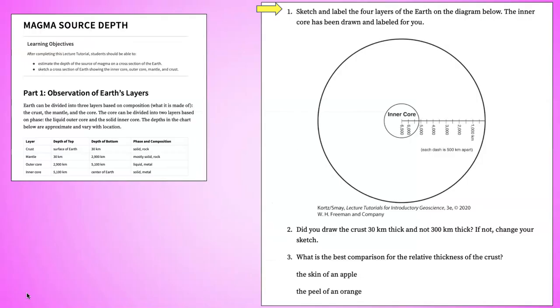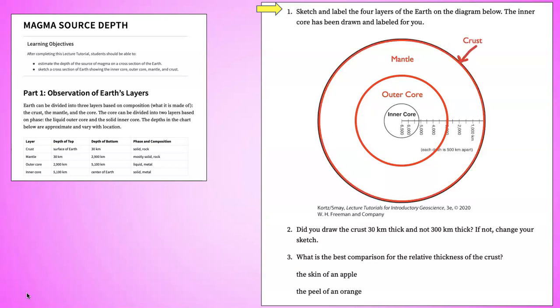That same part of the page is on the left now, and on the right we have the lower part of the page. First question is sketch and label the 4 layers of the Earth. And the inner core has been done for you. The top of the outer core is at 2,900 kilometers, so your circle should be something like that. The top of the mantle is at 30 kilometers, so that line is practically on the crust line, because on this particular scale, it's such a tiny, tiny distance down.